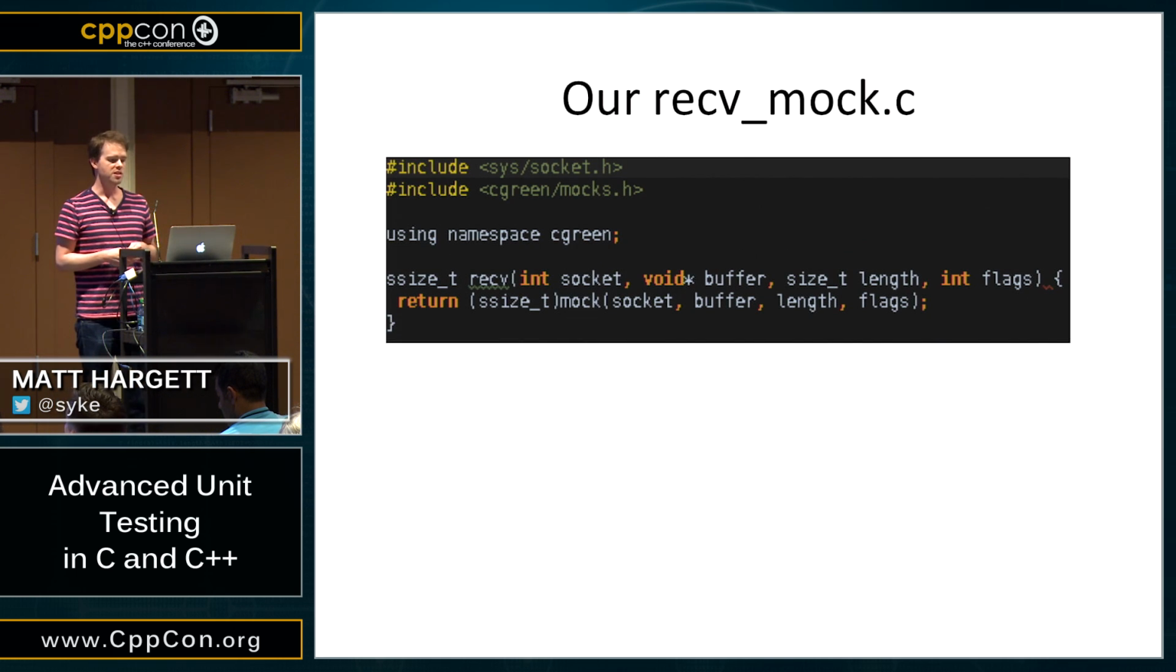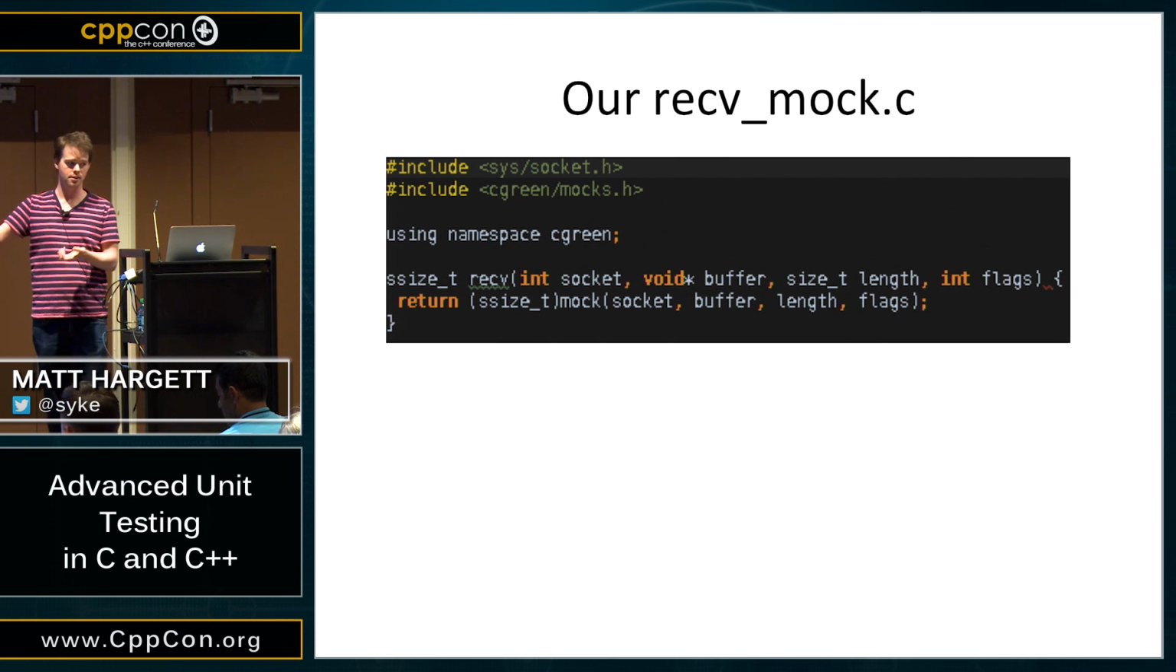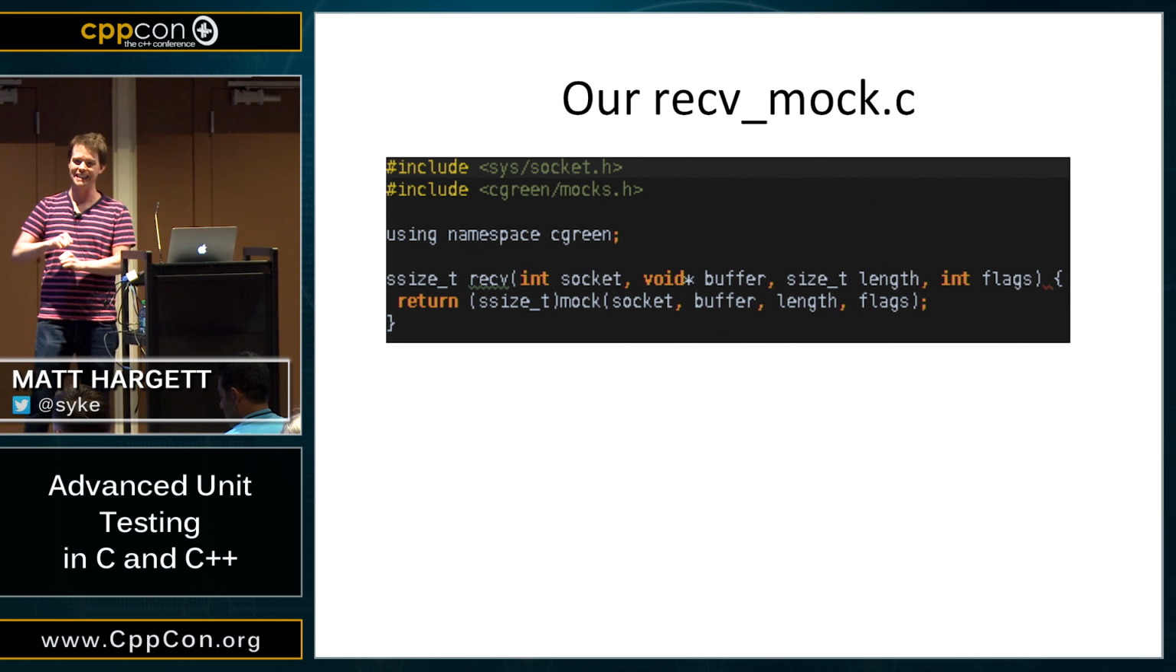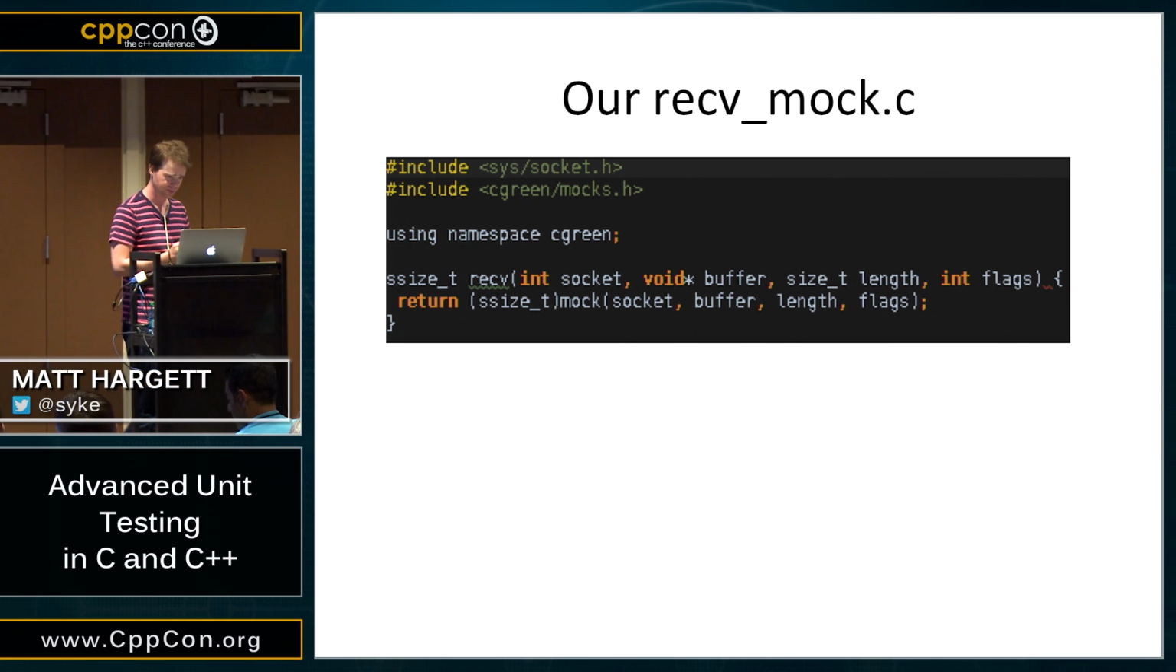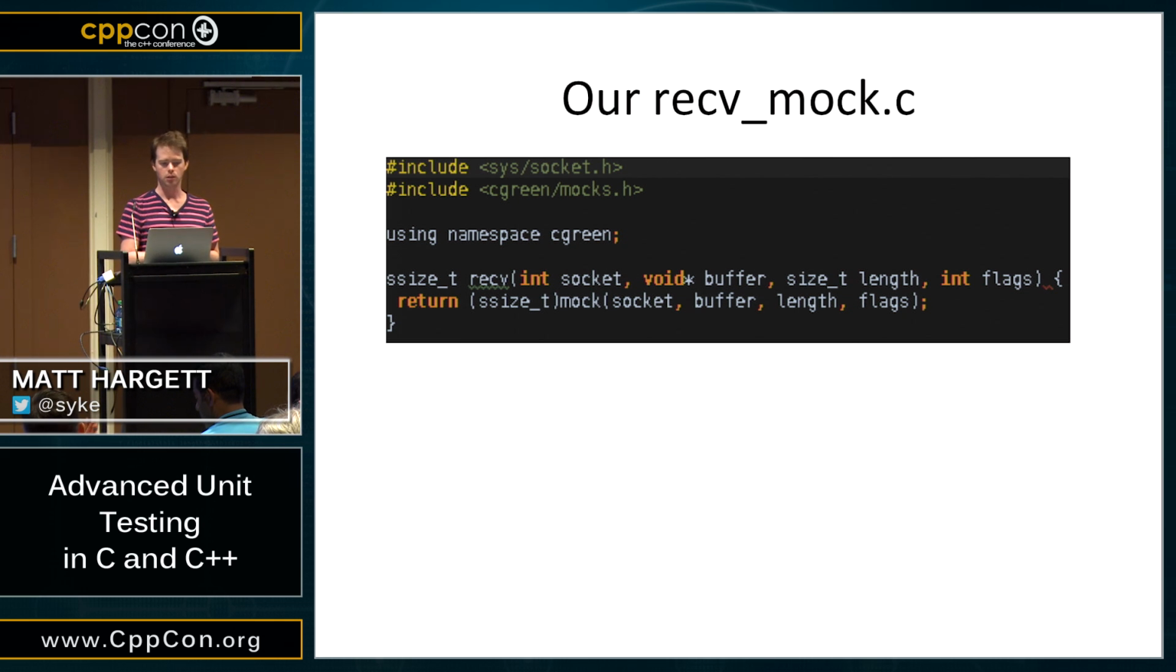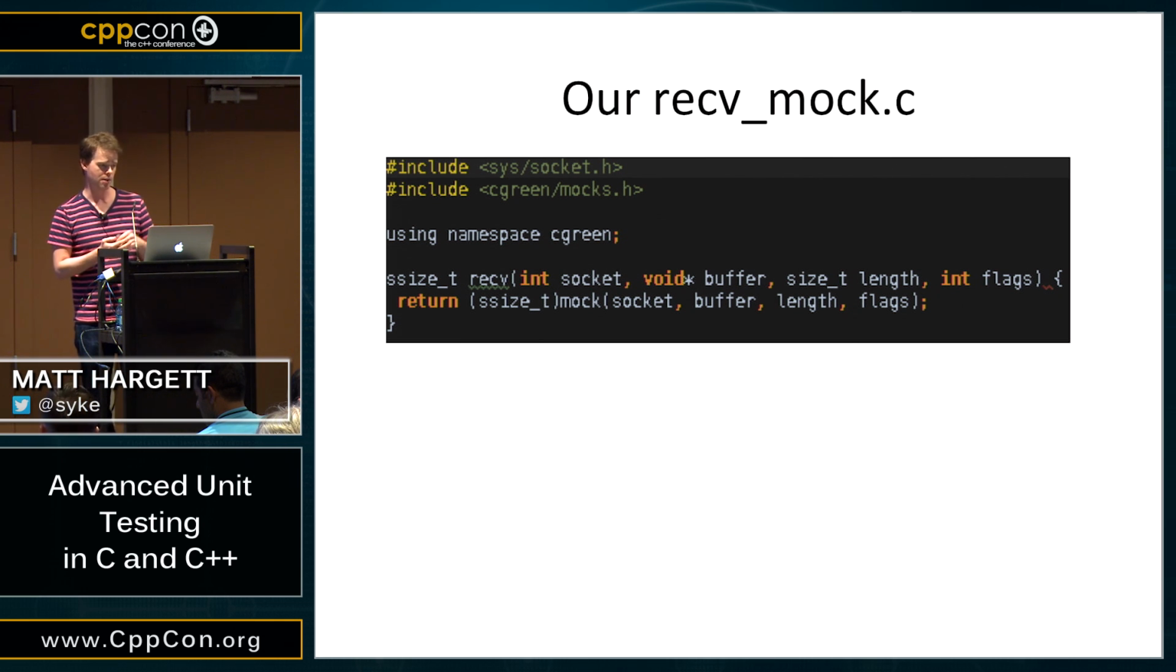So what does our receive mock look like? This is what our receive mock looks like. We include sys/socket.h. We're still using the same header file under the presumption that the implementation for receive is an inline in the header file, which it's not on the platforms that I have worked on. I include the Cgreen mocks. I use the namespace Cgreen. And I have my own implementation of receive here that calls the Cgreen mock macro and passes in all the arguments and does all that jazz.